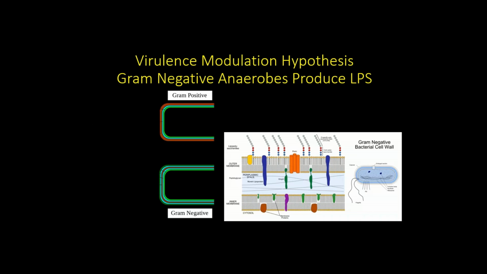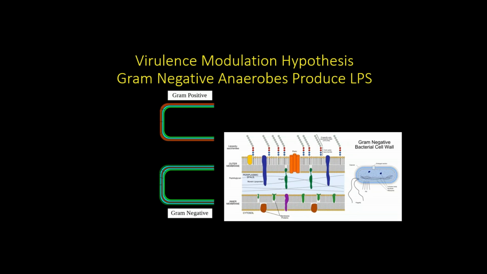Gram-positive bacteria have a dual cell wall, cell membrane. Gram-negative have a trilayer. They have an inner membrane, they have an outer membrane, and they have the periplasmic space between them. With this makeup, what gram-negative bacteria can make is lipopolysaccharides on the outer membrane. And these lipopolysaccharides are what make the gram-negative bacteria so virulent.